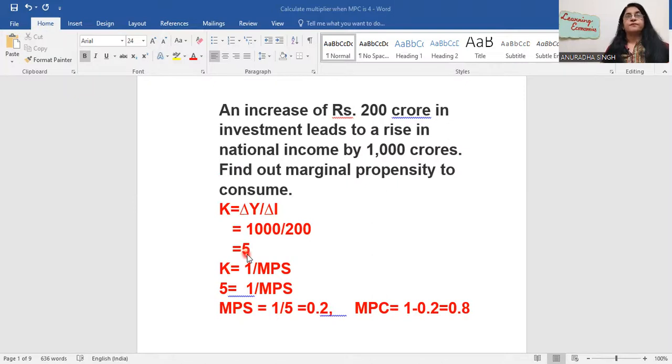And now with the help of the value of multiplier, you can calculate MPS. How can we calculate? K is equal to 1 upon MPS. 5 is equal to 1 upon MPS. So MPS is equal to 1 upon 5. When we cross multiply it, we get it in this manner. And then 1 upon 5 is equal to 0.2. If you want to find MPC, because you already know MPS, then it is very easy: 1 minus MPS. So 1 minus 0.2 is equal to 0.8.